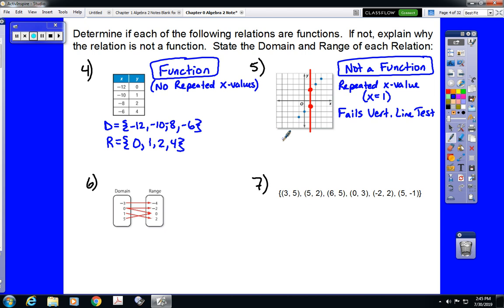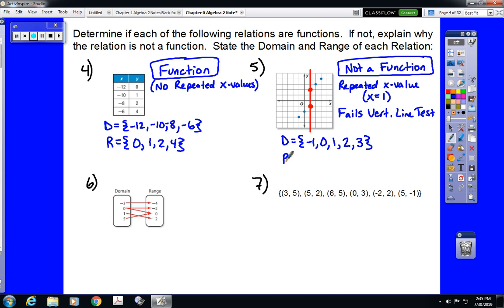The domain is a list of the x coordinates of every point on the graph. So we have negative 1, 0. We have 2 different points that have an x coordinate of 1. We have a point at x equals 2 and a point at x equals 3. Notice how we can bring those points to the x-axis and then just list where they are. Negative 1, 0, 1, 2, and 3.